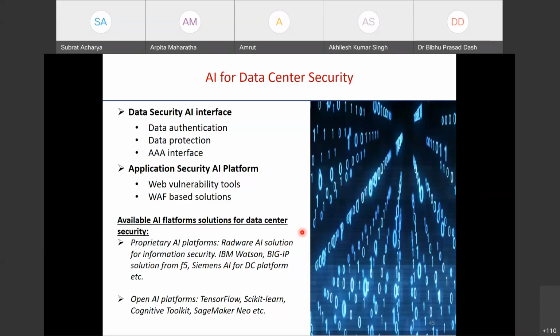Apart from that, as I was telling, open platforms are also available, and I will share the link I found for how Google created Gmail security. Here I want to highlight 2-3 things. These are the platforms mostly used in industry as a service today. Radware is one of the OEMs, then IBM Watson, and Big-IP is basically from F5 Networks. They are all big industry leaders creating these platforms for security event analysis.